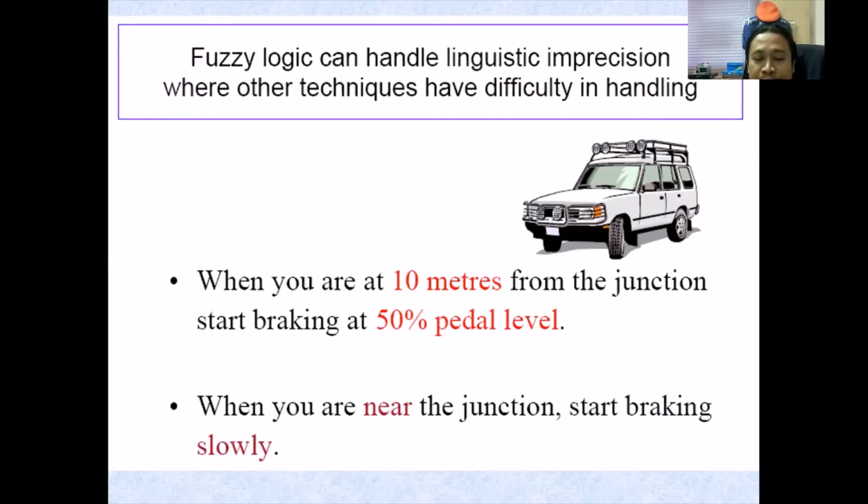So that means we put some linguistic imprecision into the human decision. For example, slowly we can set from 50% to 70% pedal level. For near, we can set the range, for example, 1 to 10 meters. Far, maybe we can set 50 meters to 100 meters, for example. So it is based on our assumption and our study.